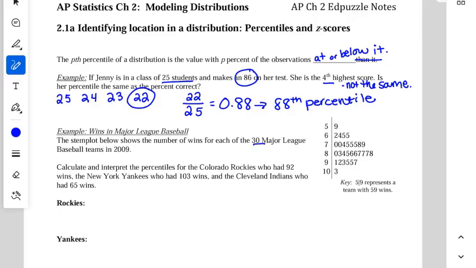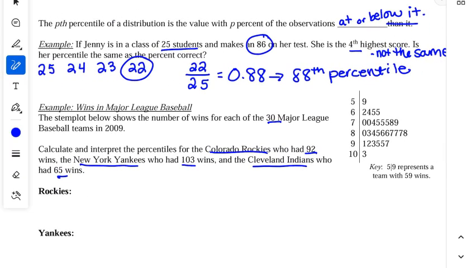Okay, example, wins in Major League Baseball. The stem plot shows the number of wins for each of the 30 Major League Baseball teams in 2009. Calculate and interpret the percentiles for Colorado Rockies, who had 92 wins, Yankees, who had 103 wins, and Cleveland Indians, who had 65. So I'm going to underline the important information. Okay, so the Rockies had 92. So let's find out where 92 is. 92 would be right there.